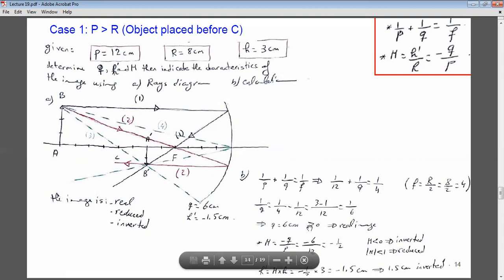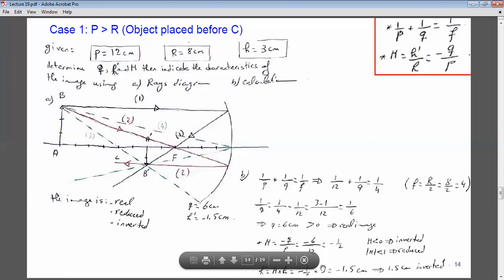If we want to use calculation, this is the easier part. We start with 1 over P plus 1 over Q equals 1 over F. That is 1 over 12 plus 1 over Q equals 1 over 4. We will get Q is 6 centimeters. Since it is positive, it is real. Then the magnification factor: M is minus Q over P, which is minus half. Since it is negative, it is inverted, and since it is less than 1, it is reduced.